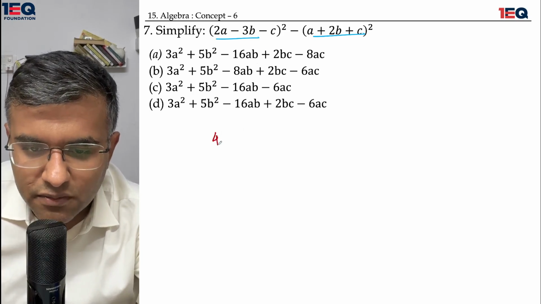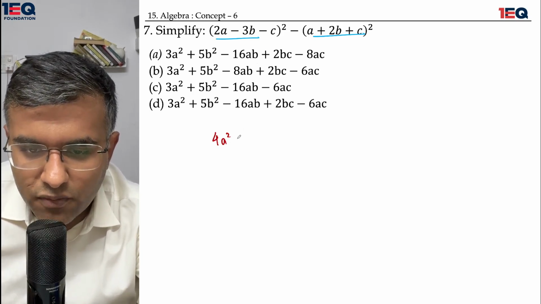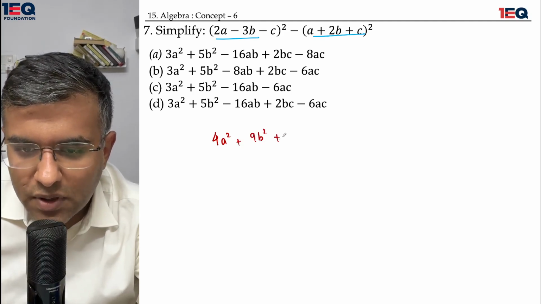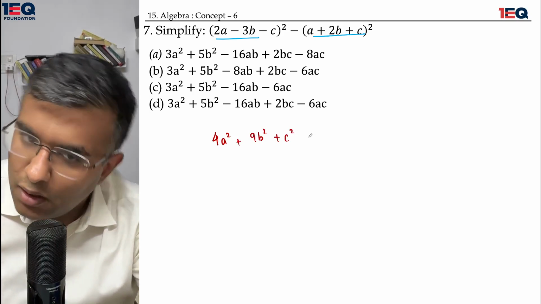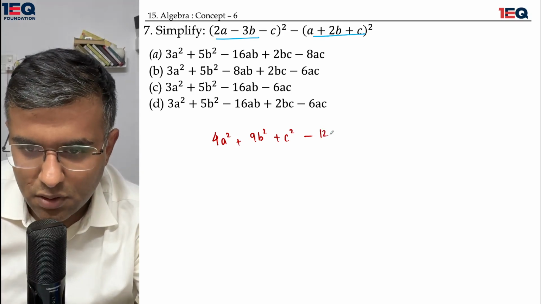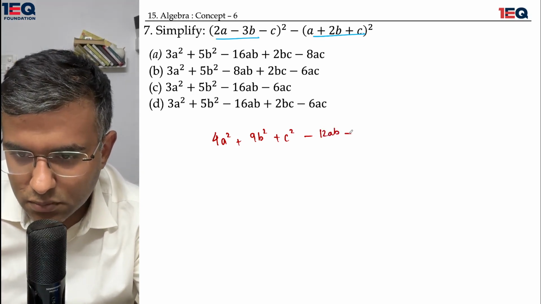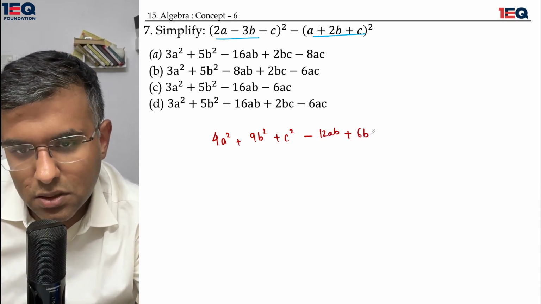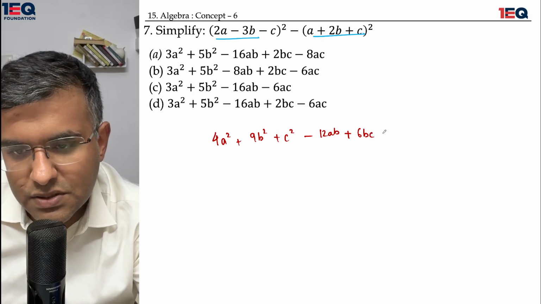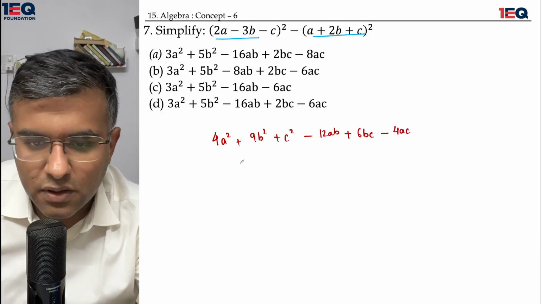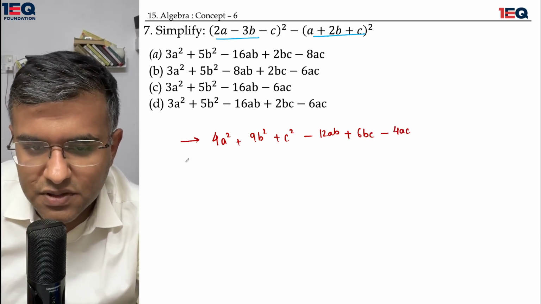The first equation would be expanded as 4a square plus 9b square plus c square. Okay, it's plus 2ab, which becomes minus 12ab, plus 6bc. Yeah, and another negative 4ac. Okay, so this is the first form.